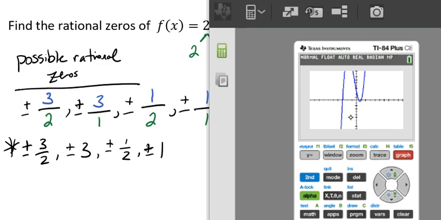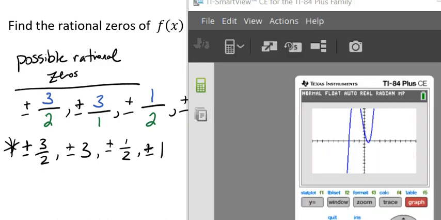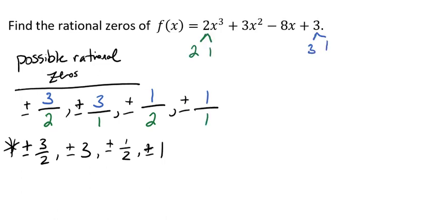And we see that it looks like a -3 is a good possibility. And then maybe a +1 is a good possibility. And maybe even a 1/2. So -3, 1/2, and 1 would be good things to check. So then what we're going to do is some synthetic division to see what that gets us. So we're going to go ahead and set that up.